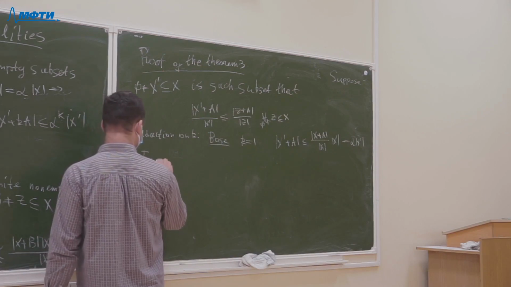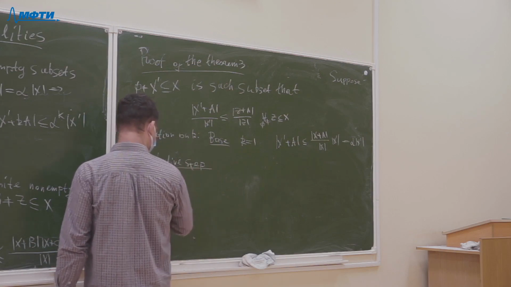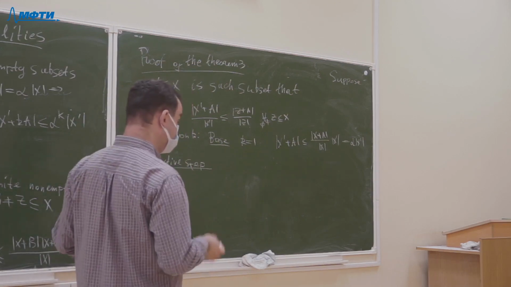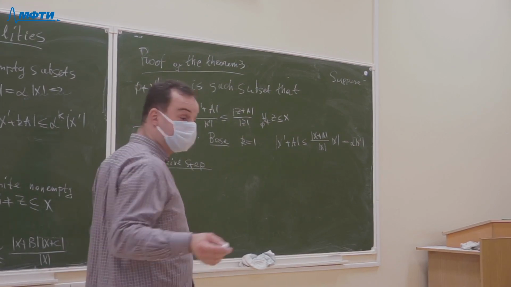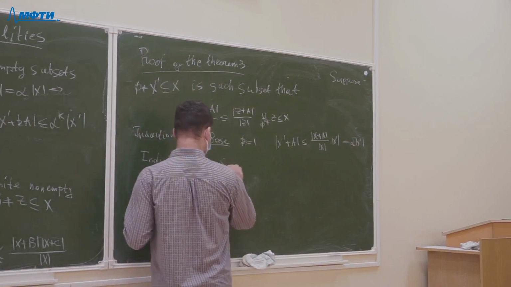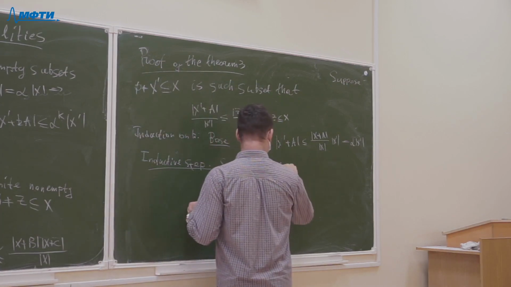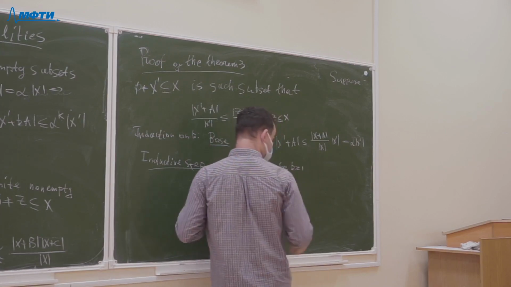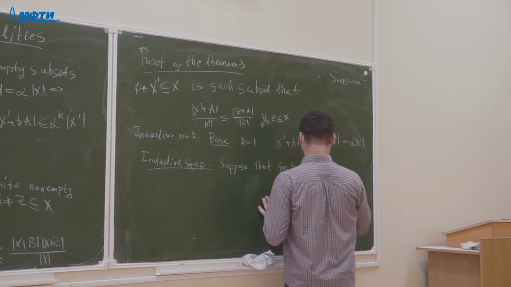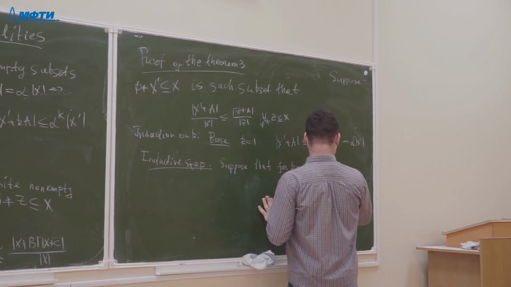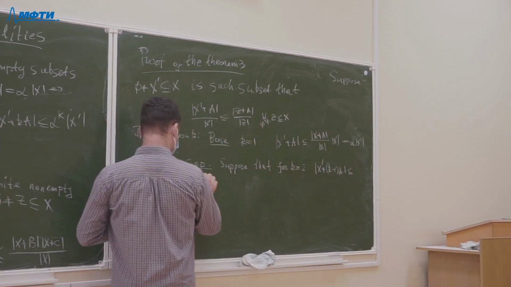Inductive step. Well, suppose we prove this inequality for k minus 1. Let's prove for k. Suppose that for k at least 2, x plus x prime plus (k minus 1)a is at most alpha to the k minus 1 times x prime.